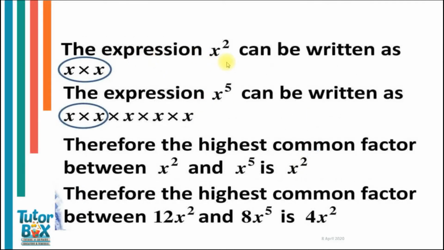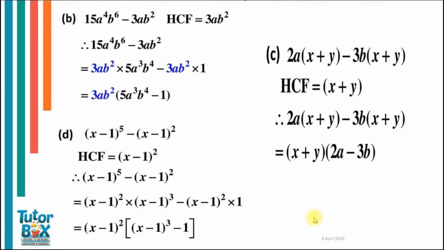The expression x squared can be written as x times x, and the expression x to the 5 can be written as x times x times x times x times x. Therefore, the highest common factor between x squared and x to the 5 is x squared. There we have an x squared and there we have an x squared, okay? So the highest common factor between 12x squared and 8x to the 5 is 4x squared. And then now we have some more examples.